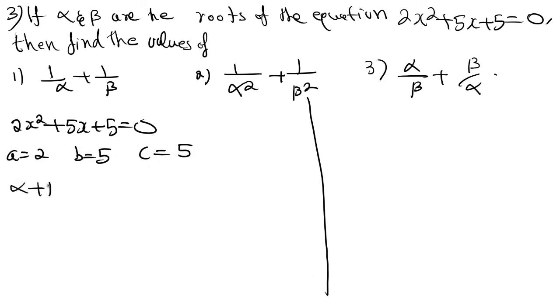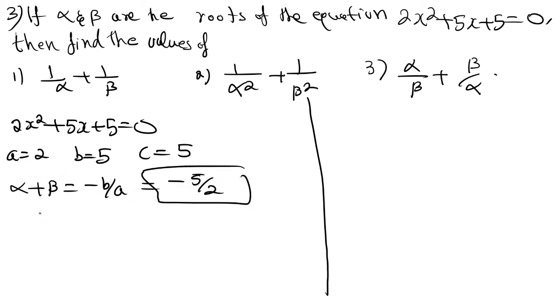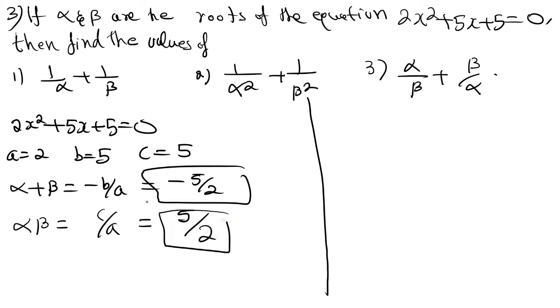What is alpha plus beta? Alpha plus beta is minus b by a, it's equal to minus 5 divided by 2. And second one is alpha beta. Alpha beta is equal to c by a. C value is 5 divided by a value is 2. So alpha plus beta is minus 5 by 2, and alpha beta value is equal to 5 by 2.